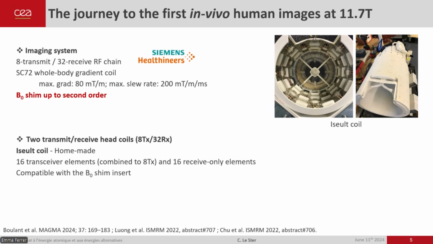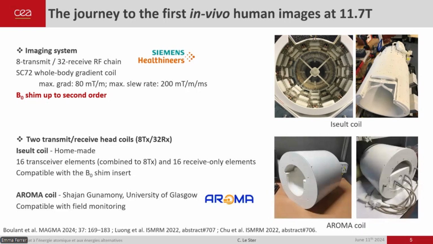The first one is called the ISEULT coil. It's a homemade coil with 16 transceiver elements combined to 8 and 16 receive-only elements. It's compatible with our homemade B0 shim insert. Since the beginning of the year, we have also the AROMA coil that was designed by Shajan Gunamony from the University of Glasgow within the AROMA project. And it's compatible with field monitoring. As you can see, these 2 coils have a quite different design. The AROMA coil has a transmission part much further away from the head compared to ISEULT.